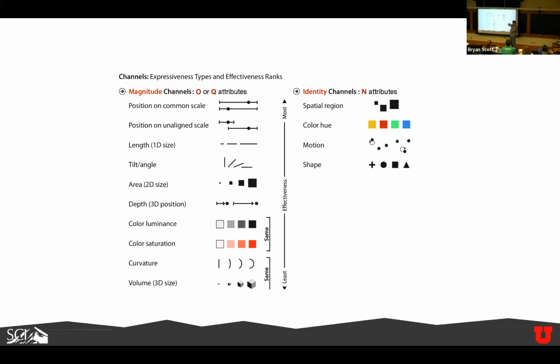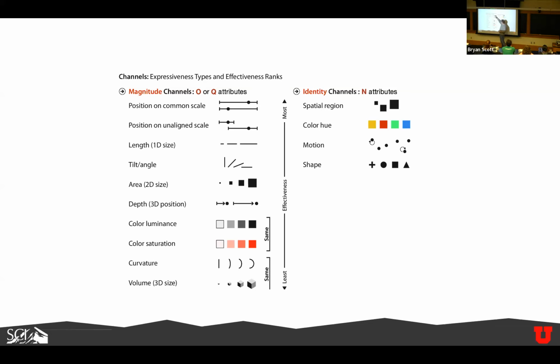We can encode data with position, top two. We can encode things with size, like the length or the area. We can use angles, and we can use color. The interesting thing about this chart is that it's also set up in a way to be a proxy for how effective these different things are. So the things that are on top are the things that are most effective, and the things that are on the bottom are least effective.